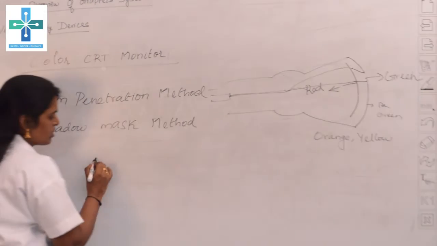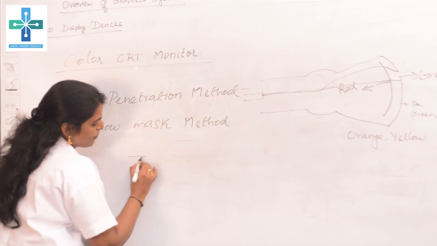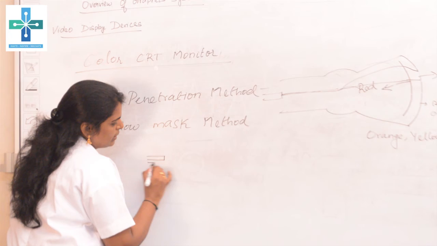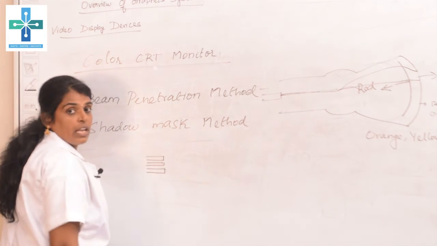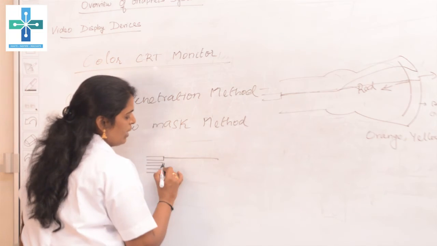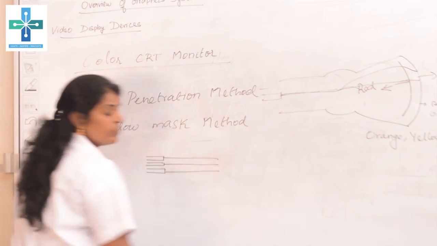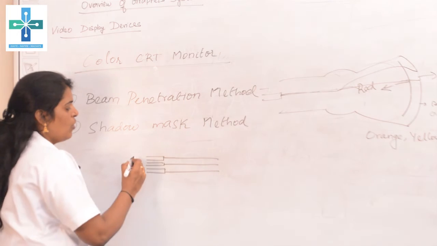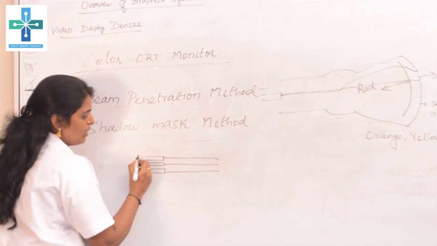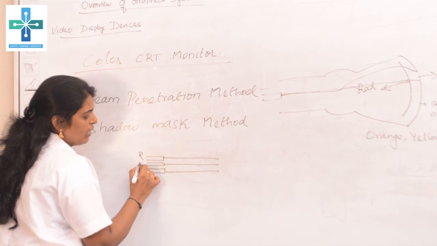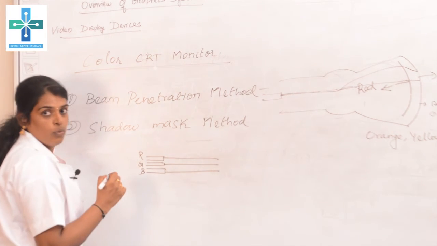The next one is the shadow mask method. In this shadow mask method, we have three electron guns. Three electron guns produce three electron beams. Why we are using three electron guns: for each and every color we are using one electron gun. One is for red, one is for green, and one is for blue.